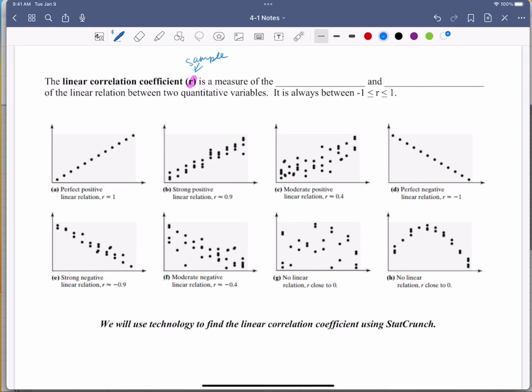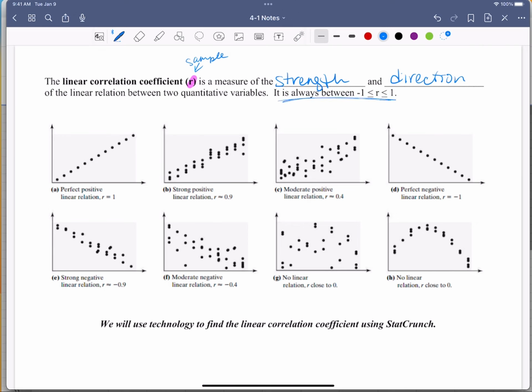Okay, so a linear, meaning a line, correlation coefficient is a measure of the strength and direction of the linear relation between two quantitative variables. So we're back to that, two quantitative variables, right? So it's how do these relate with each other? That's our goal. That's a correlation coefficient. How do they correlate? How do they relate?